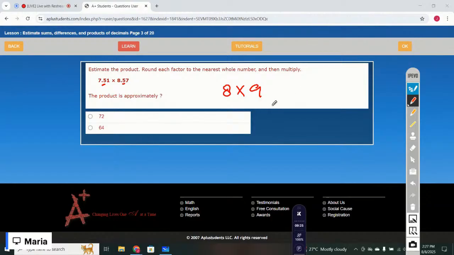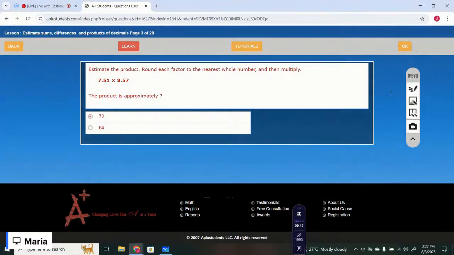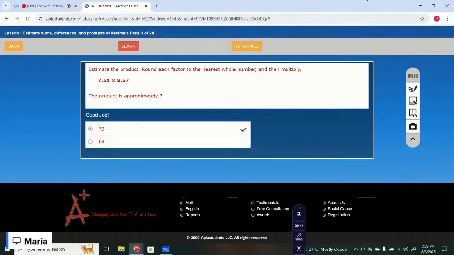8 times 9 is 72. Option number 1 is the correct option.